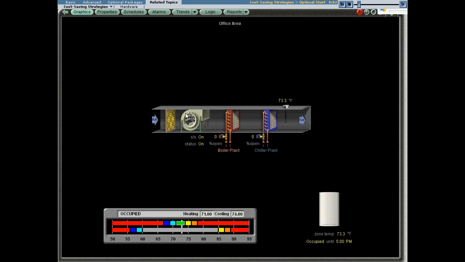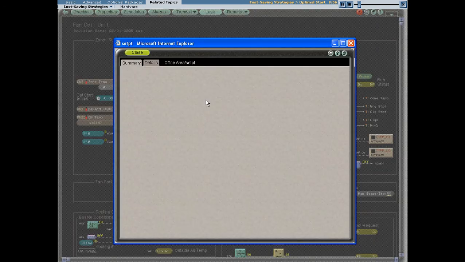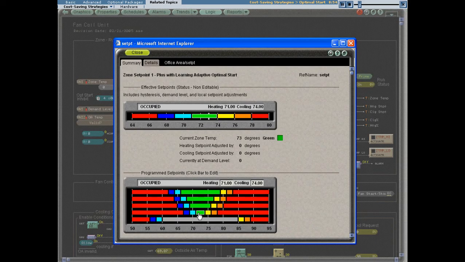I'm going to navigate to the office area. I'm going to look at the logic page. Let's look at this set point microblock. Between 8 o'clock in the morning and 5 o'clock in the afternoon, we're going to maintain 71 to 74 degrees. But between 5 o'clock in the evening and 8 in the morning, we want to relax that set point band so that we're not wasting energy. We're not going to call for heating unless it gets below 60 degrees.